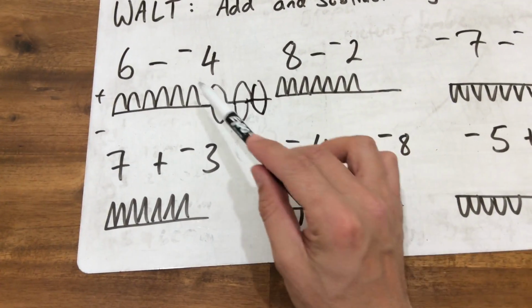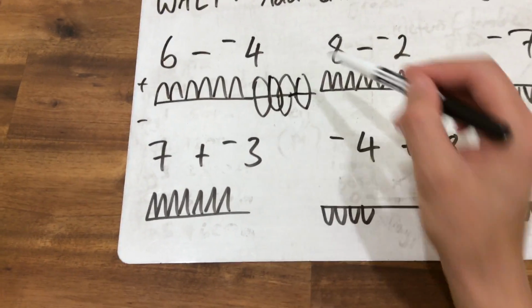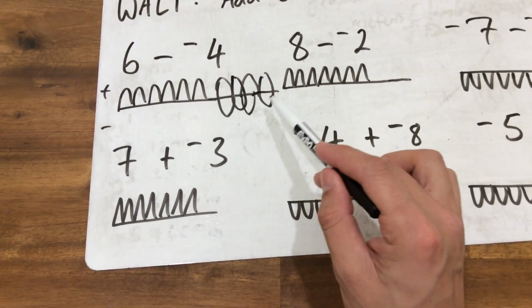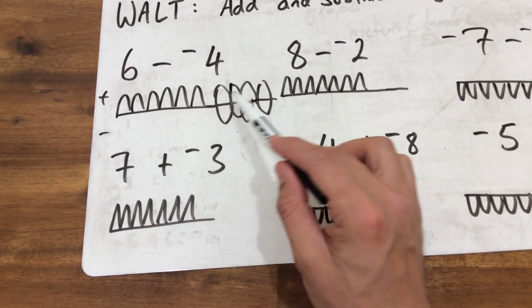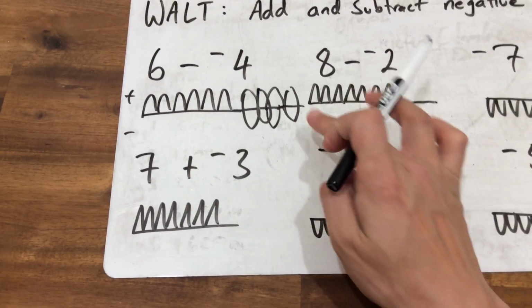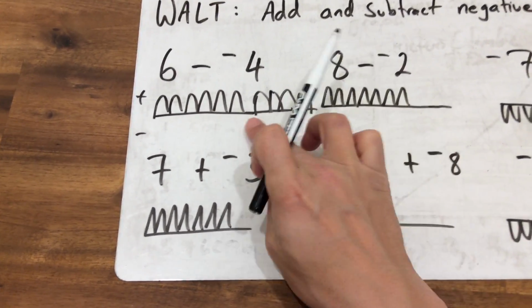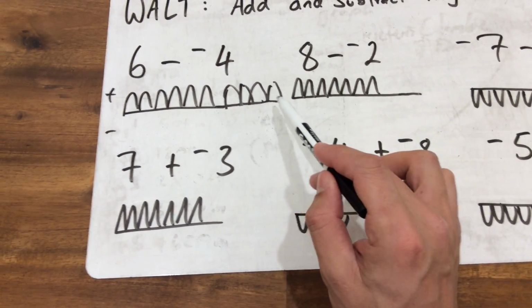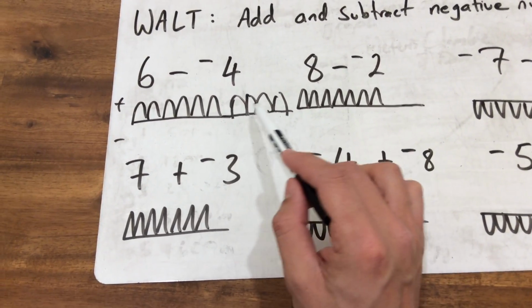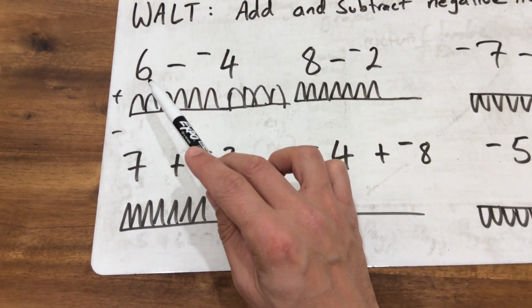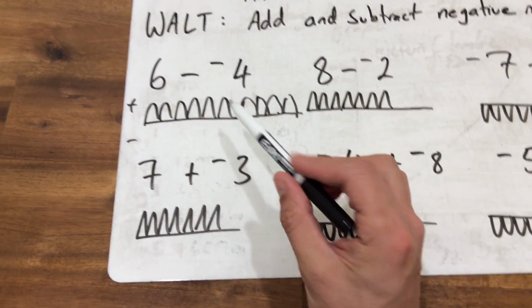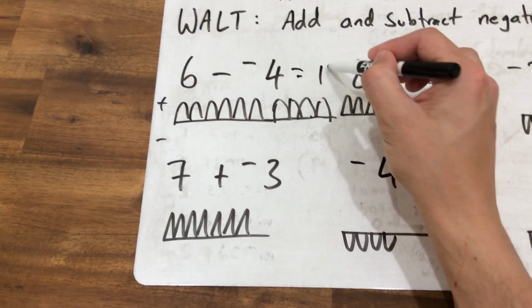So here I need to create one more, so there we go, I've got 4 valleys now, and 4 hills. So I'm taking away my 4 valleys. When I take my 4 valleys away, I'm left with 4 extra hills here. So I've actually added on positive 4, and that gives me my answer of positive 10.